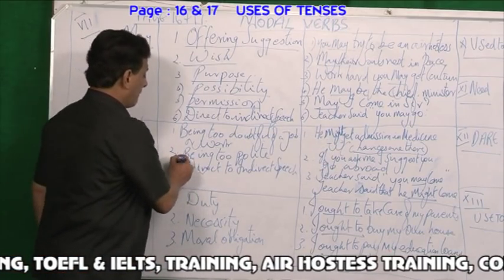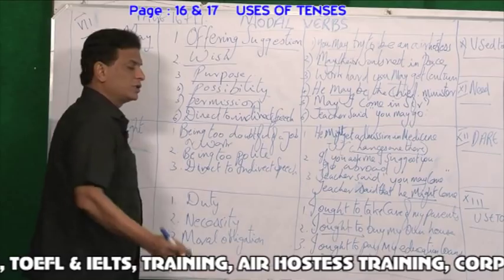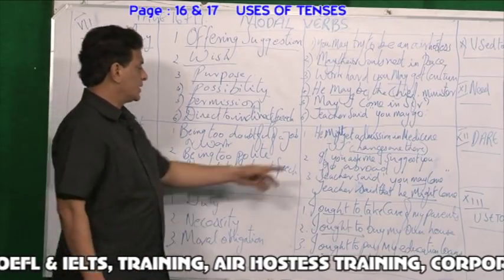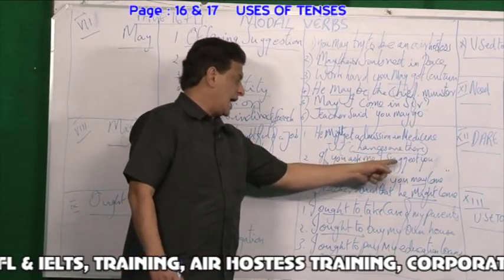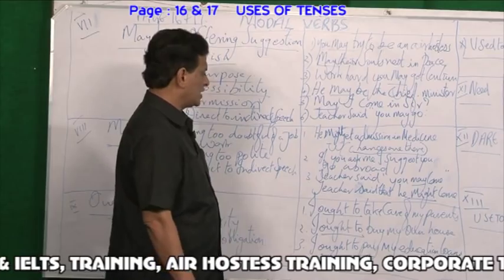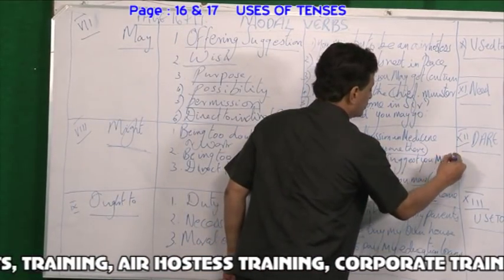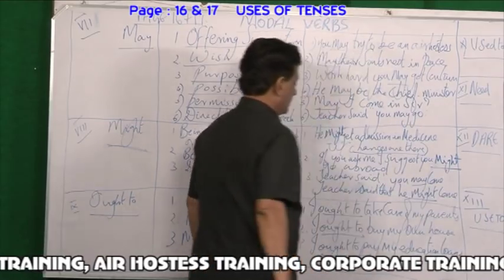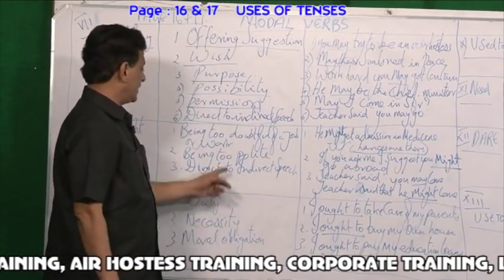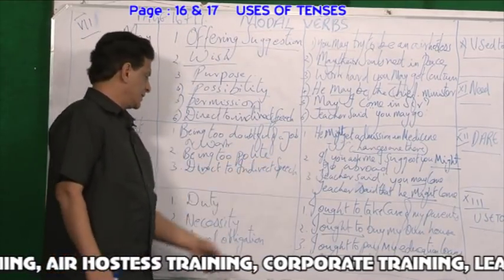Next place is being too polite. You are being so humble. If you ask me, I suggest, you might go abroad. You might go abroad. So you are being polite and giving a suggestion.